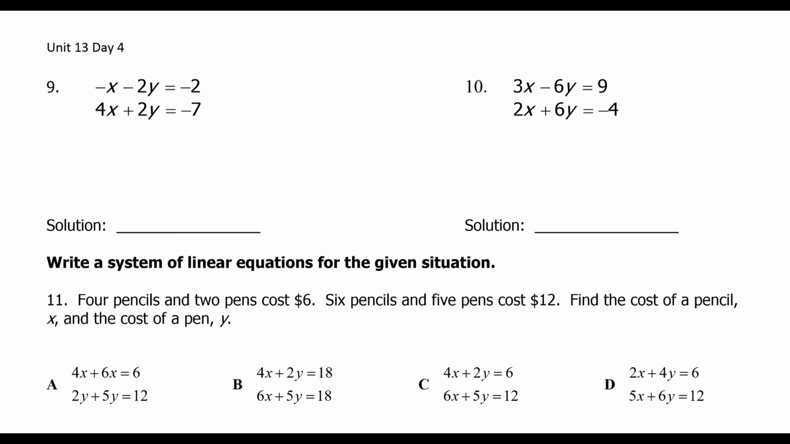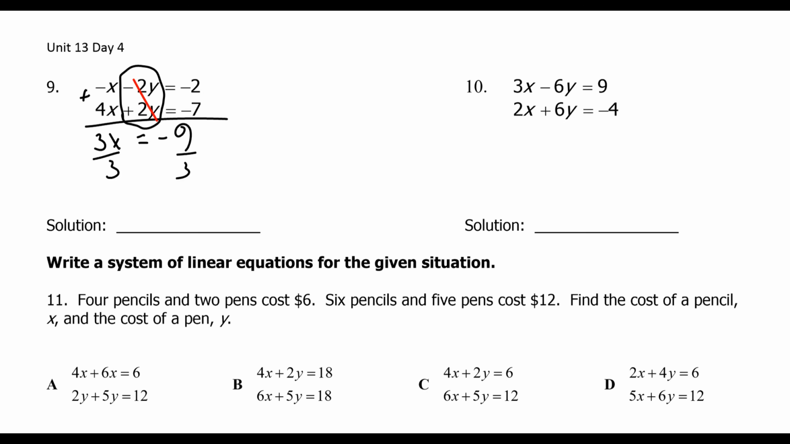So we're going to go ahead and add our 2 rows there. We're going to have negative 1 plus 4, which is going to be 3x. Our 2 y's are going to cancel. We're going to be left with equals negative 2 plus negative 7, which is negative 9. We divide each side by 3, and we have x equals negative 3. So there we go. We got negative 3 there.